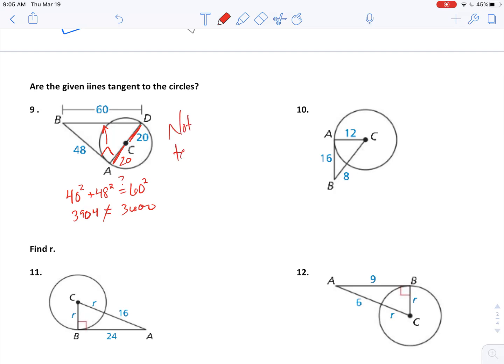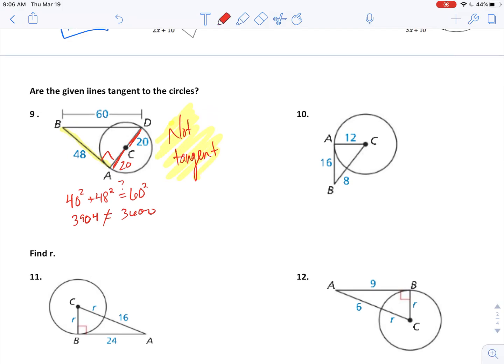It's not. So this is not tangent. It's close, definitely close, but AB is not a tangent line. So AB, definitely not tangent to the circle. Okay, why don't you guys try 10, pause the video, and then see how it went. And we'll talk about 11 and 12.